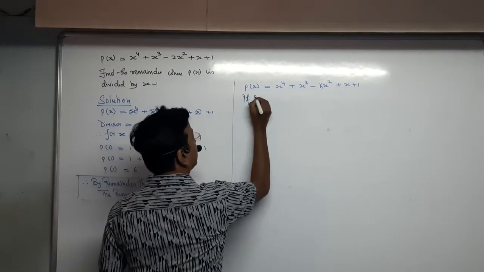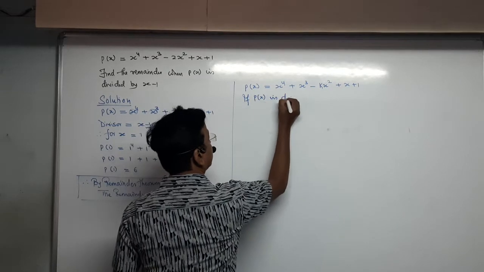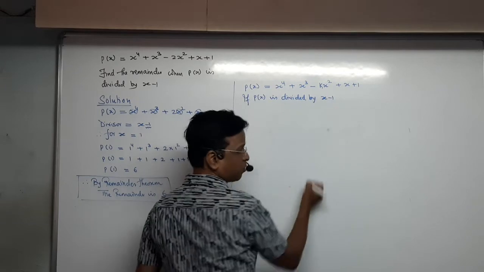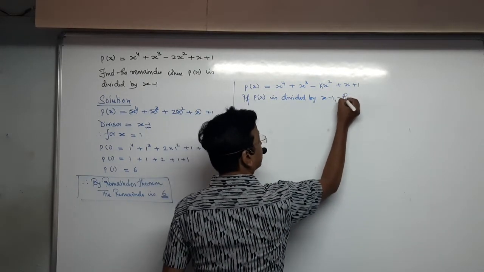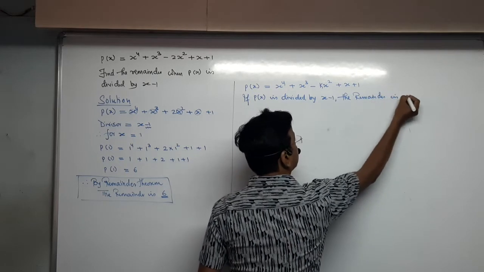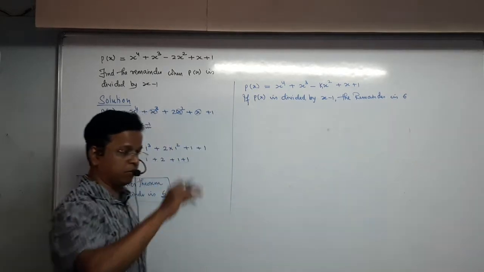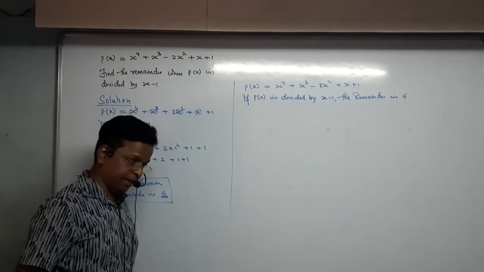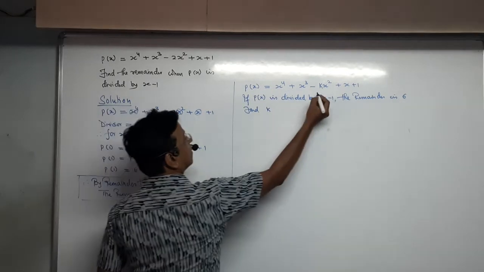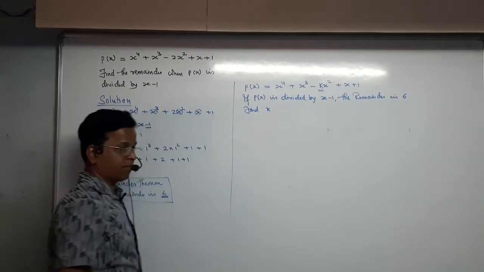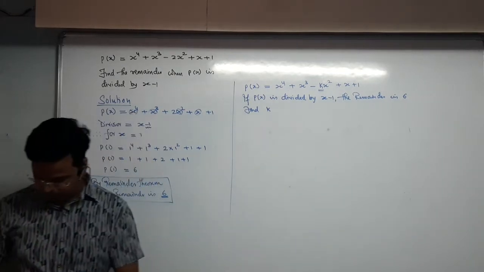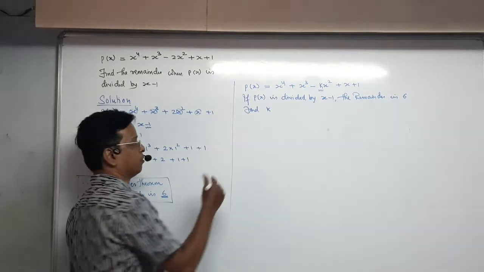Now they will tell, if p of x is divided by x minus 1, the remainder is 6. They are giving you this remainder. Are you getting it? Find k. Now everything is given, everything will be same. You will be solving it in the same fashion, but the representation will go exactly opposite.